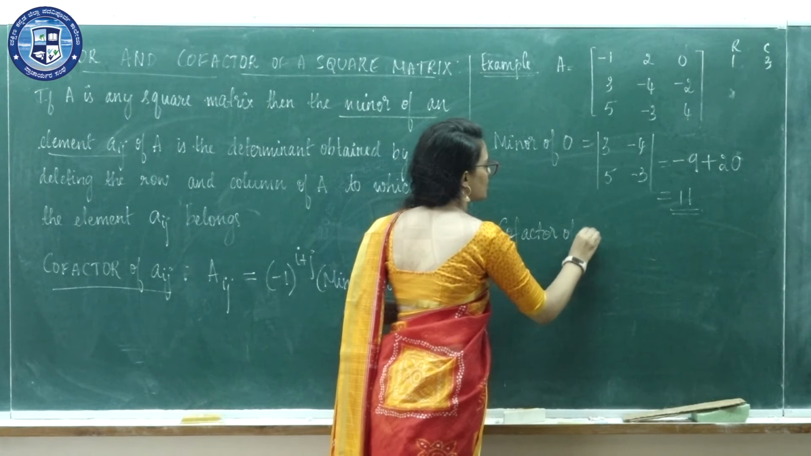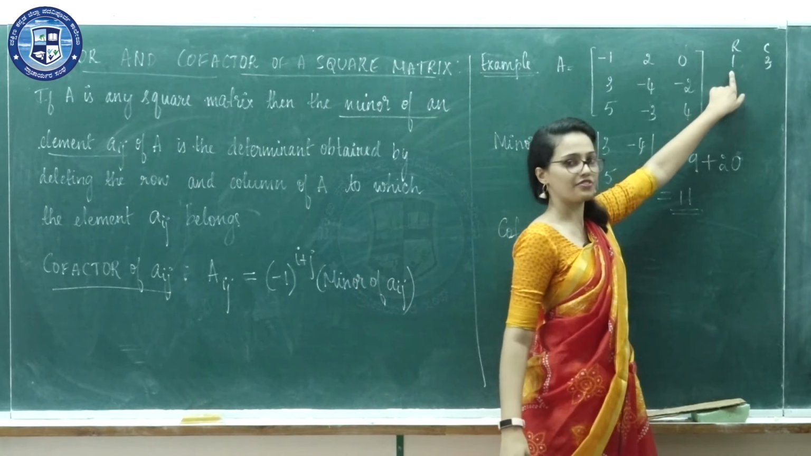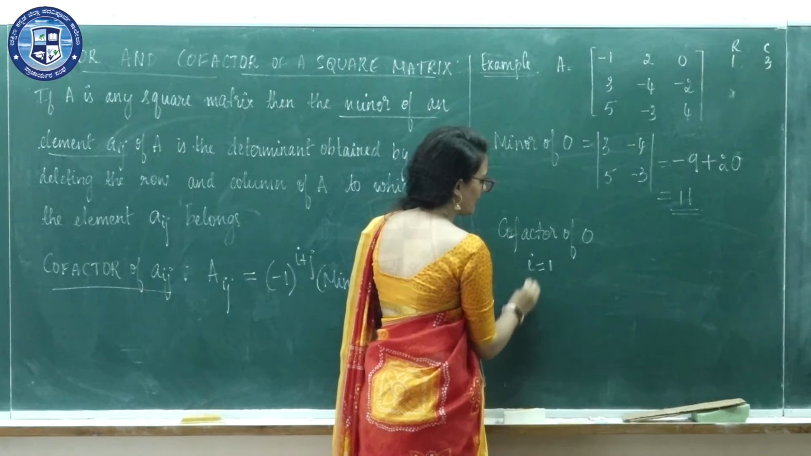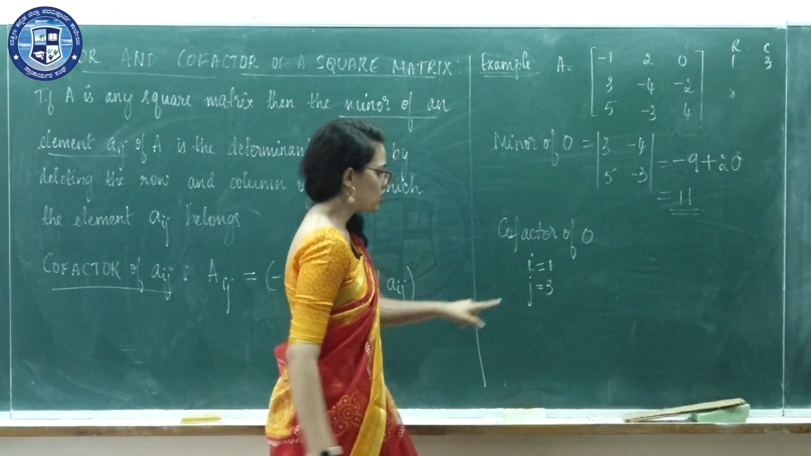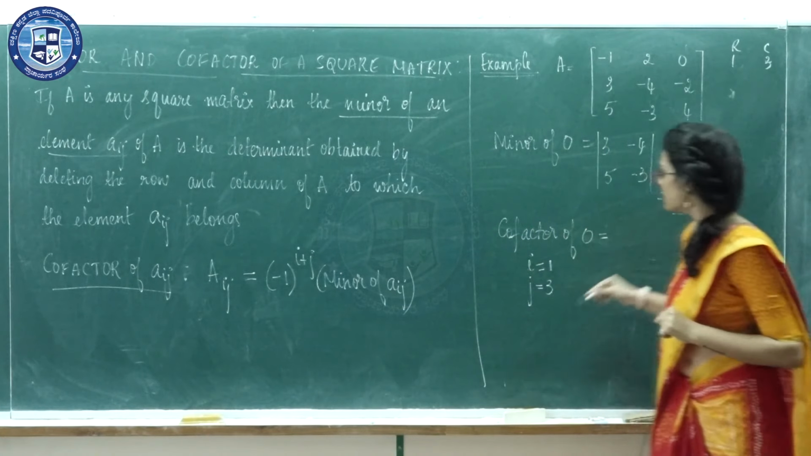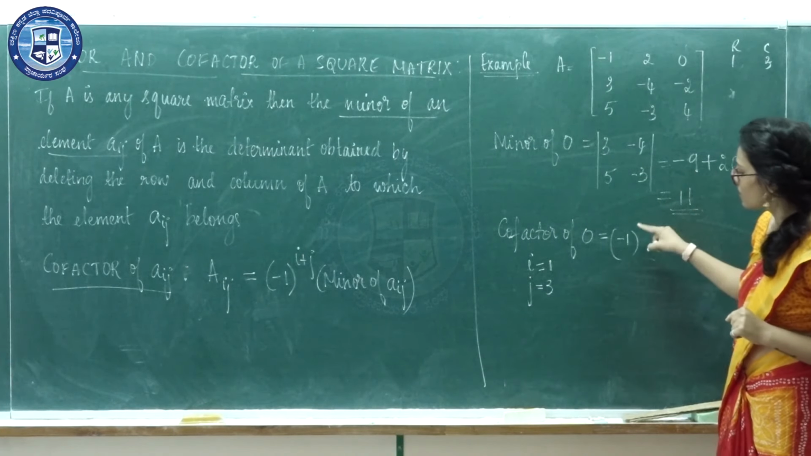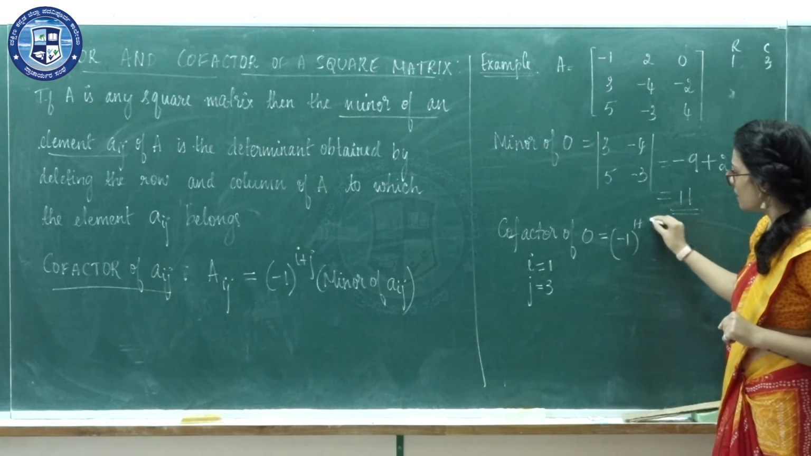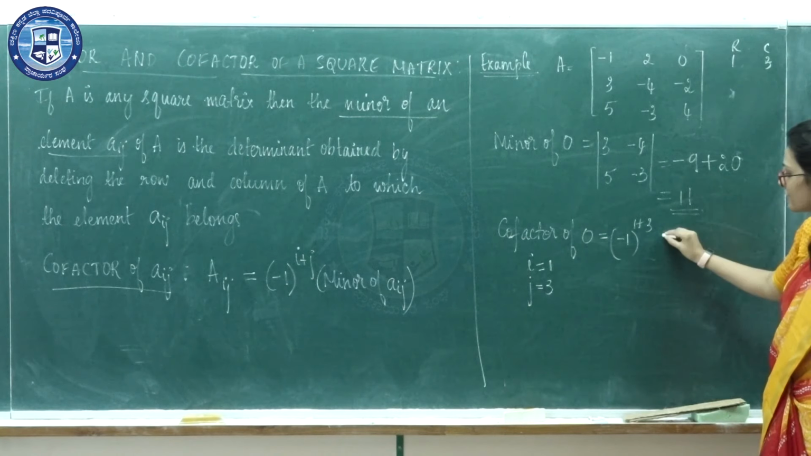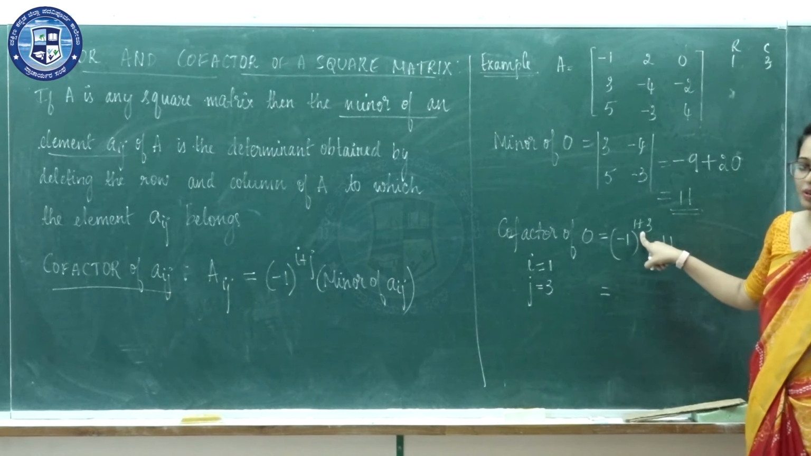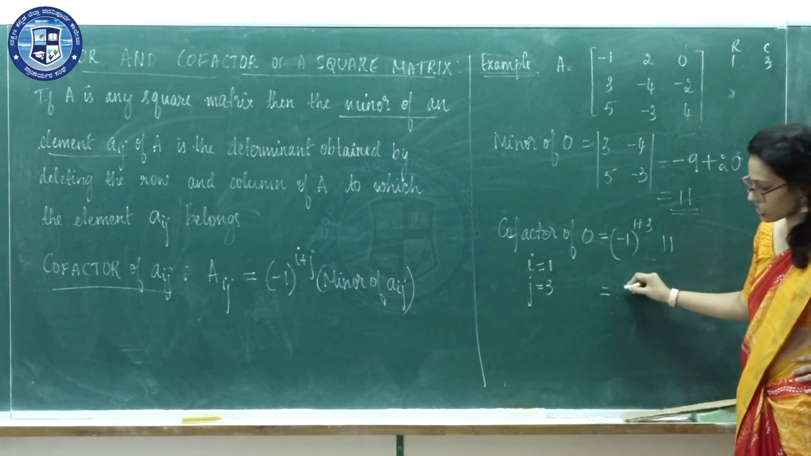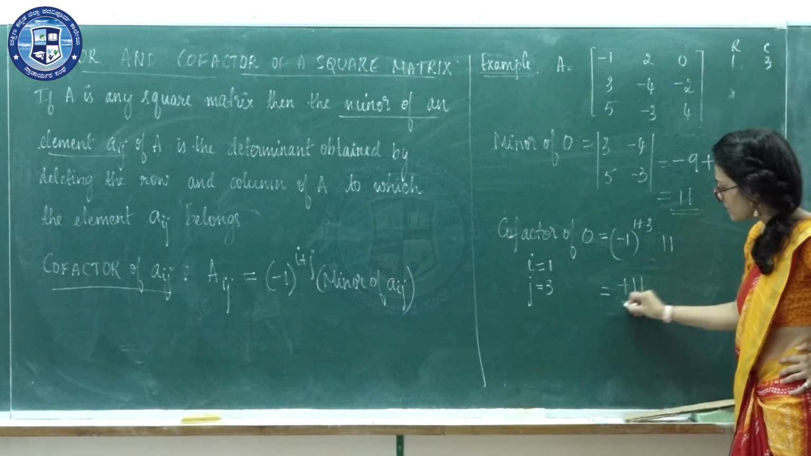So, now let us find the cofactor of 0. As I told you earlier, it is in the first row and the third column. So, you know i value is 1 and j is equal to 3. So, let us substitute these values of i and j in the formula here. So, we get minus 1 to the power i plus j. So, 1 plus 3 into minor of 0. So, minor of 0 is 11. So, minus 1 to the power 4. 4 is even. So, minus 1 raised to the even number is positive. So, we will get plus 11 as the answer.